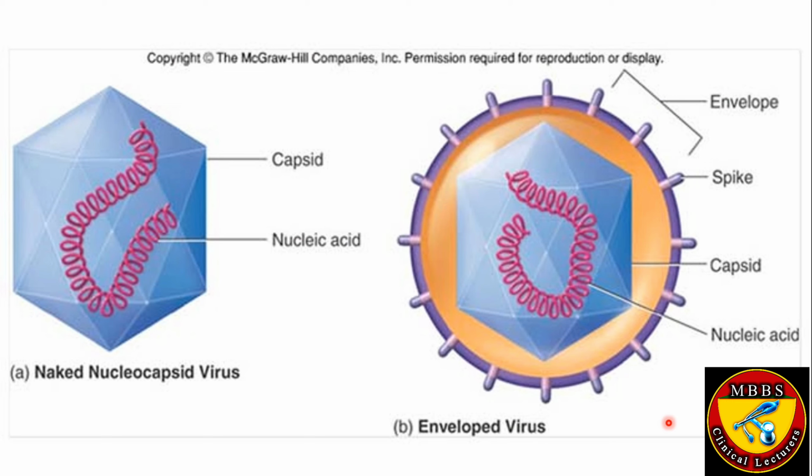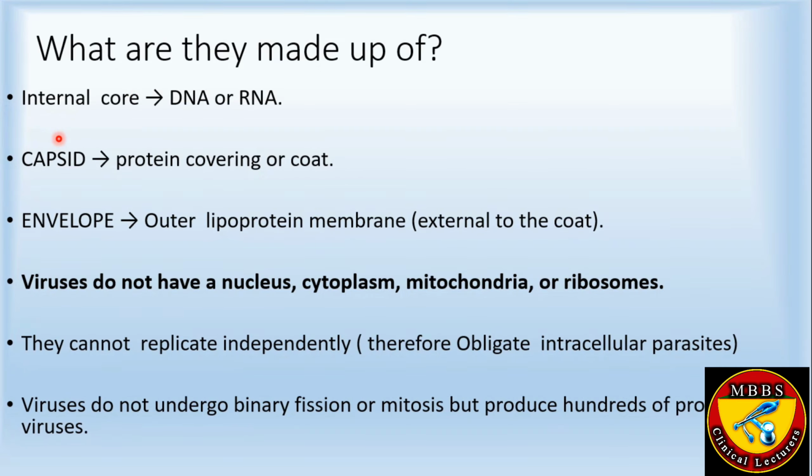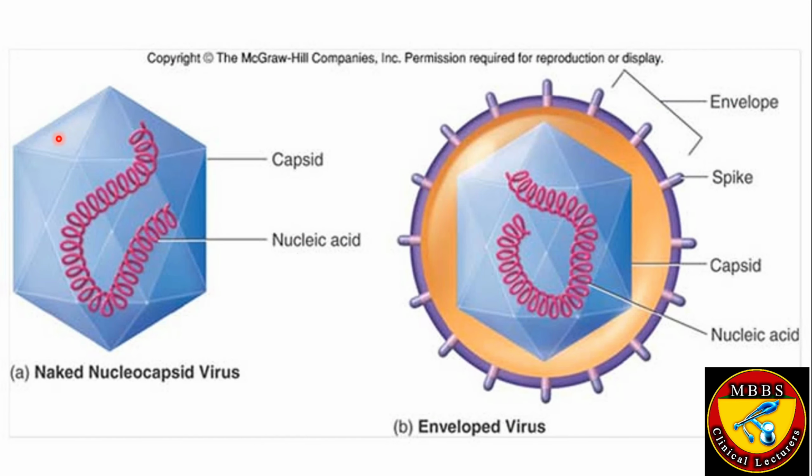Now this is the structure of a virus, and we can see here the nuclear core, which can be either DNA or RNA, but can never be both. Then the capsid, which is the protein covering or coat. So this is the capsid here, blue in color, with a geometrical shape, and it covers this nuclear core.